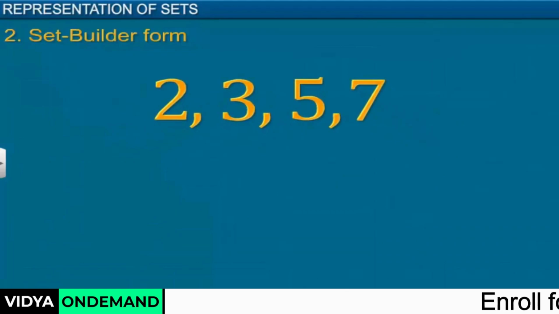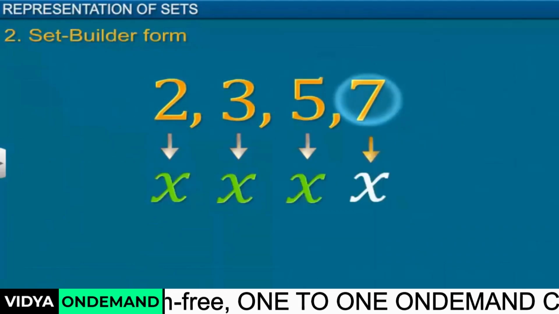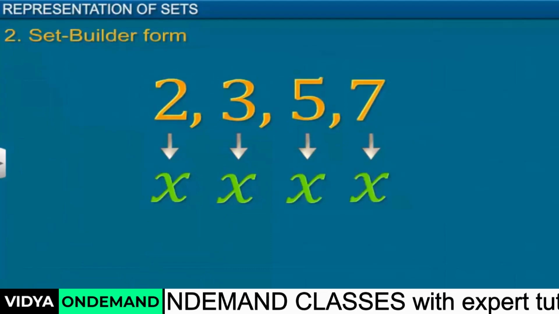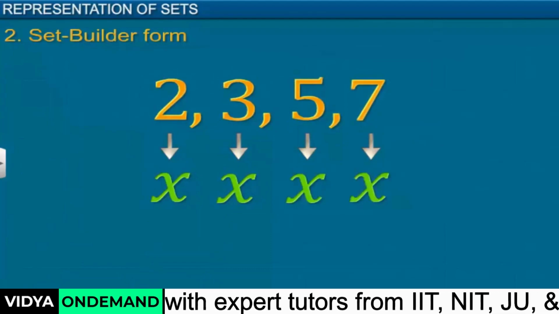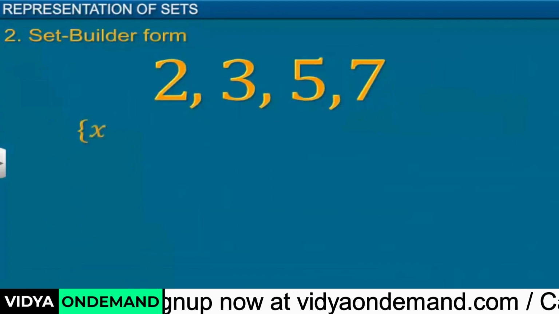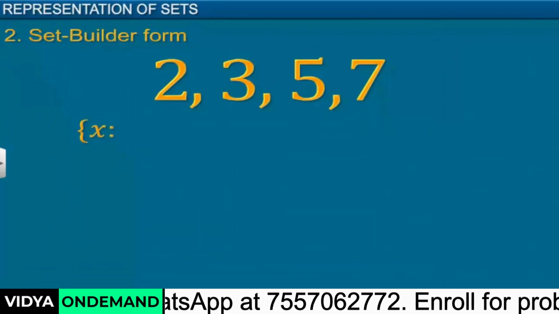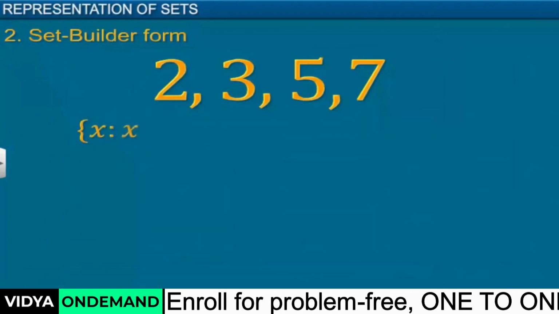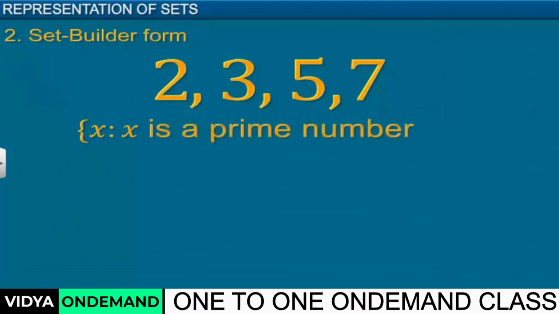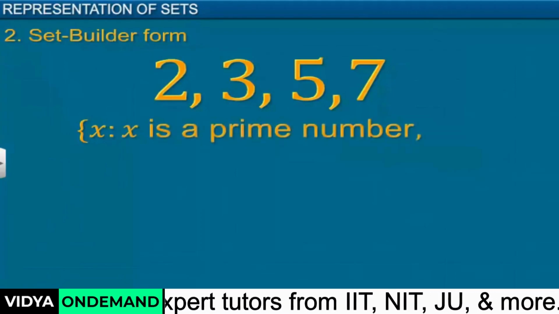Now we start writing the set in the set builder form. We start with a bracket and write the variable. Then we place a colon. We assign a property to this variable. If we observe, the numbers are all prime numbers. Added to this, every number is less than 10. Thus, we can write the set as shown.